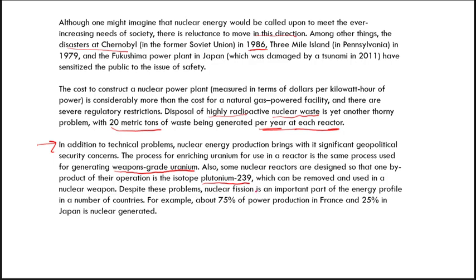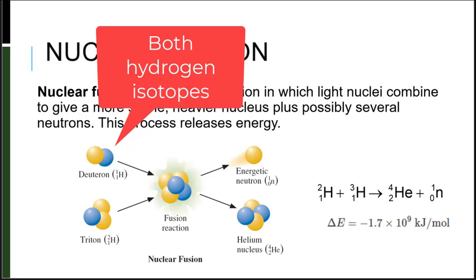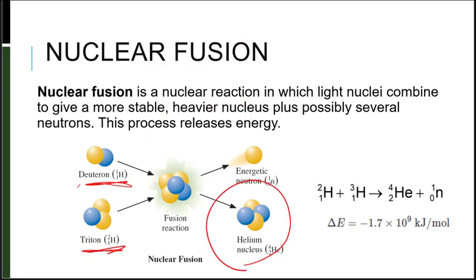But despite these problems, nuclear fission is an important part of the energy profile in a number of countries. For example, about 75% of power production in France and 25% in Japan is nuclear power generated. In nuclear fusion, several small nuclei react to form a larger nucleus and generate tremendous amounts of energy. An example is the fusion of deuterium and tritium nuclei, so hydrogen-1 and hydrogen-2, to form a helium nucleus and an energetic neutron. This is the reaction that provides the energy of our sun and other stars.